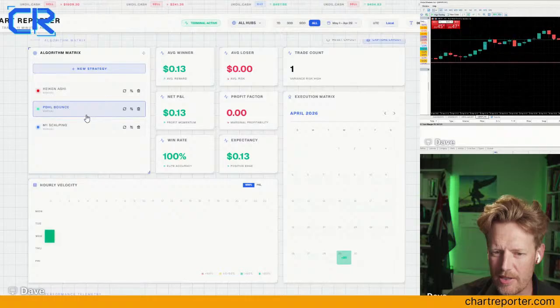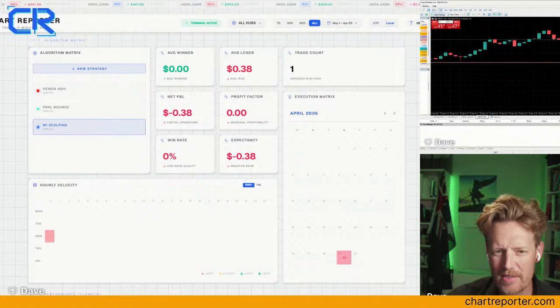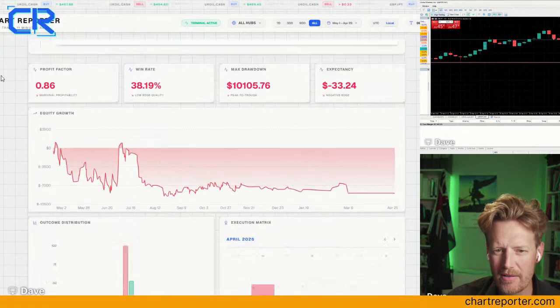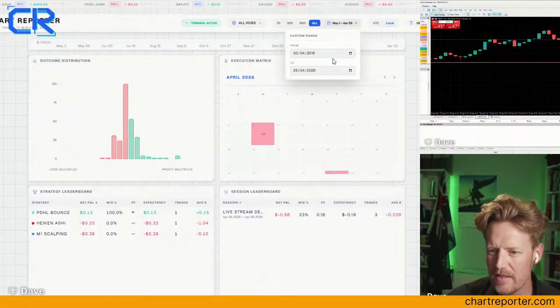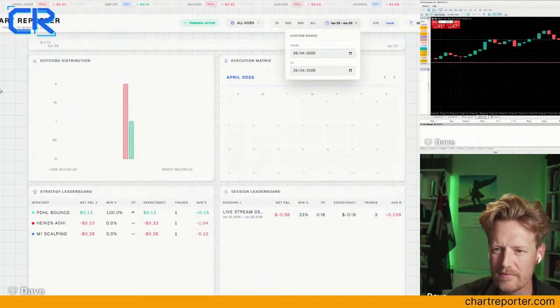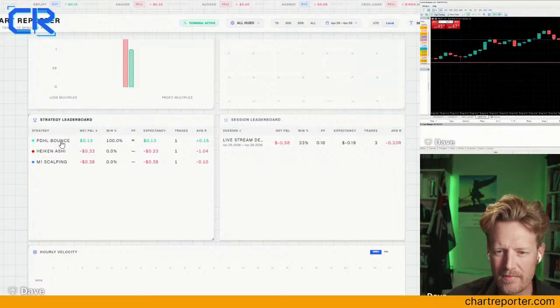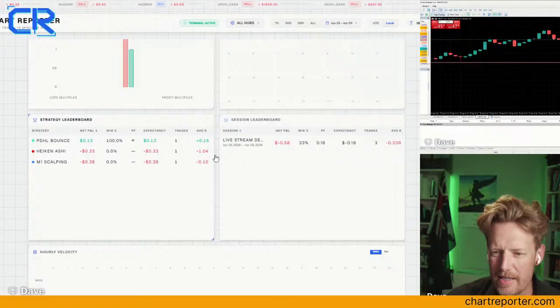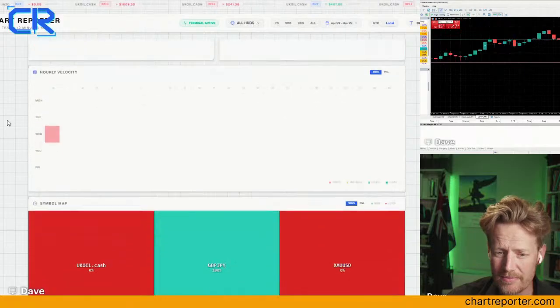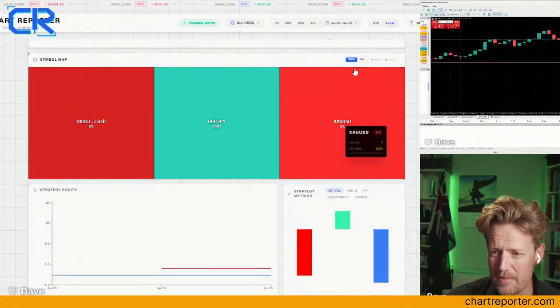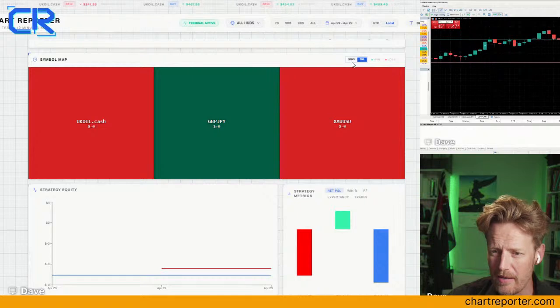Yeah, we can see PDHL bounce. It won 13 cents. Heikin Ashi, not so good. M1 scalping. Let's just filter this down to today. And we can see and compare all of our different strategies on the strategy leaderboard. We can see our session leaderboard, so we can actually look at results and see when we had our best sessions. We can see what our best symbols are, both by win rate and by P&L.